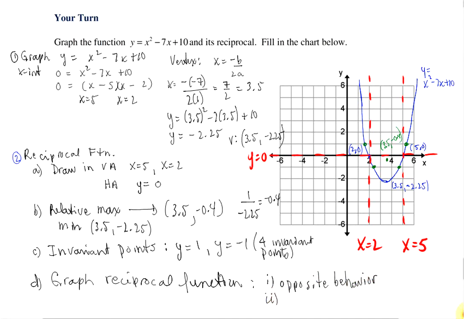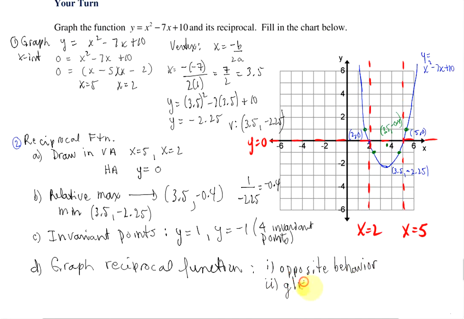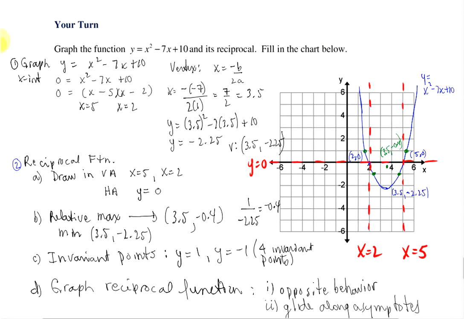And 2, glide along asymptotes. Okay, so let's graph that in. All right, let's start underneath the x-axis. We have an original function that is a parabola opening up, so our reciprocal function will open down. And remember, keep the top of the function somewhat flat. And remember to glide along your asymptotes.